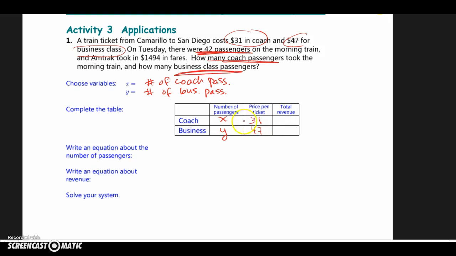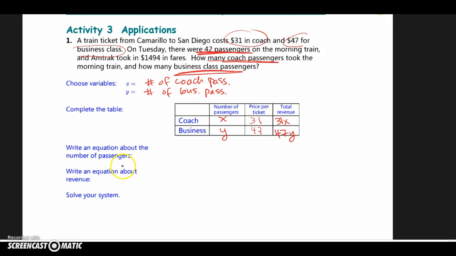So the total revenue is really the number times the per item price. Number times the per item price. 31X, 47Y. So basically each one is $31 and there's X of them, so I multiply it. Each one is $47 and there's Y of them, so I multiply it.